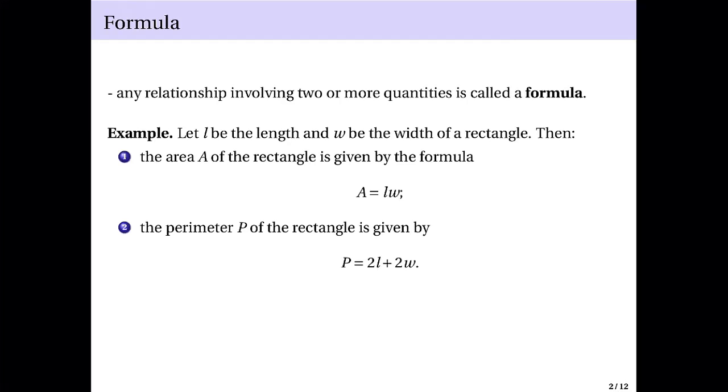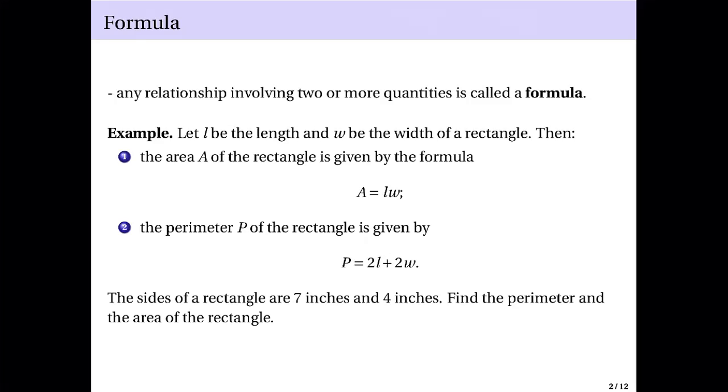The area A of a rectangle is given by this formula. So A, it's your area, and the area for the rectangle, it's just length times width. So you multiply the length and the width. For the perimeter of the rectangle, it's just twice the length plus twice the width. Okay, so twice the length plus twice the width.